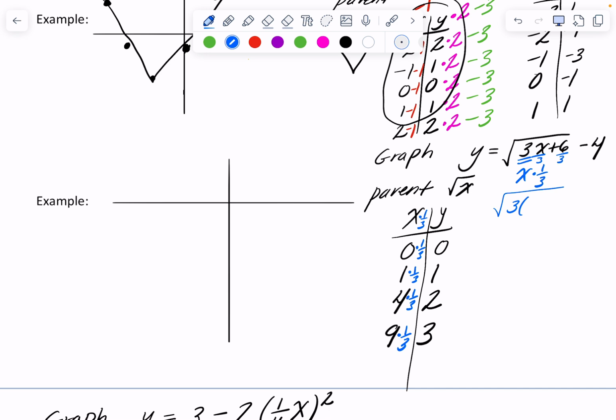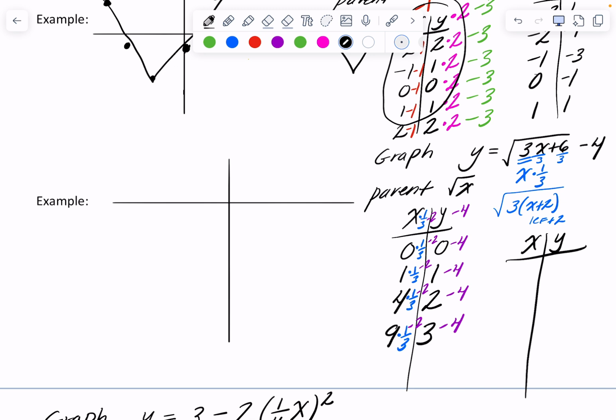Won't that actually be x plus 2? So it's actually left 2. So after we times by 1/3, we then got a minus 2. That's a little squishy. And then down 4, we'll subtract 4 from our y's. So I'm going to have some decimals. That's fine. No problem. I mean, I have a calculator.